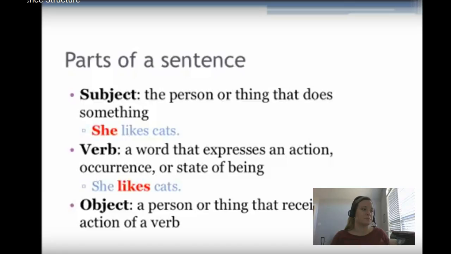Last is the object. The object is a person or thing that receives the action of a verb. So, what is being liked? The cat. So the cat is the object. It's what is being acted upon by the subject. In the example, the object is cats. These are the major parts of the sentence. This is also their order: subject, verb, object.